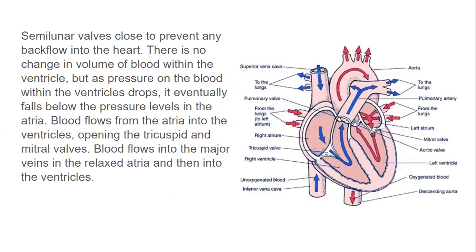There is no change of volume of blood within the ventricle, but as the pressure on the blood within the ventricle drops, it eventually falls below the pressure levels in the atria. Blood then flows from the atria into the ventricles, opening the tricuspid and mitral valves. Blood flows into the major veins in the relaxed atria and then into the ventricles.